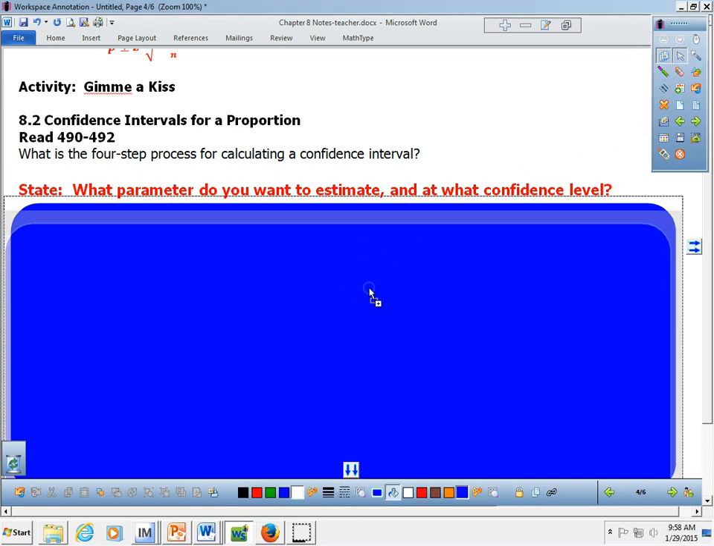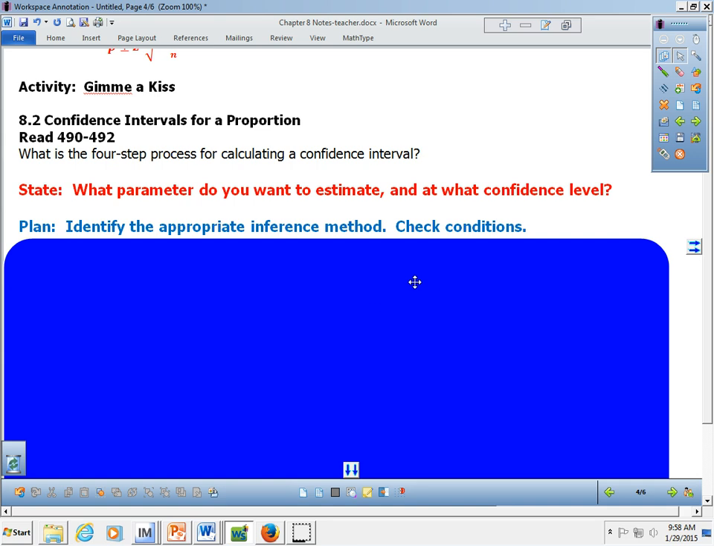Okay? Once you get into planning out your interval, the first thing you want to do, and this is going to be true even when we're doing hypothesis testing, is identify the appropriate inference method. What are we doing? I'm doing a one sample Z interval. I'm doing a two sample T interval. I'm doing a two sample T test, or I'm doing a chi-squared test. You always want to identify your inference method. And then you want to go through your conditions check, and I've talked about that at length, right? Literally write out normal, random, independent, and make sure you talk about how all those checks are good to go.